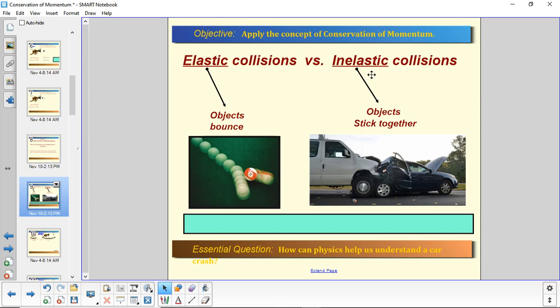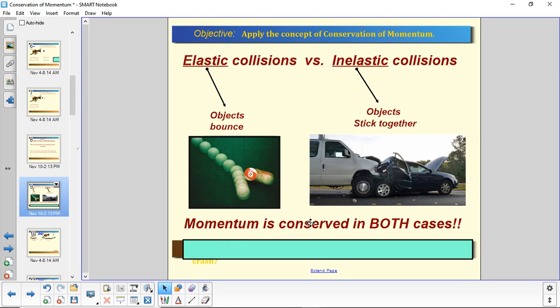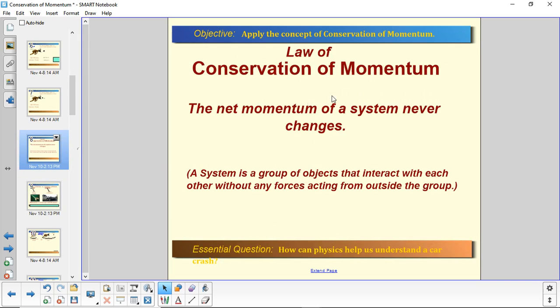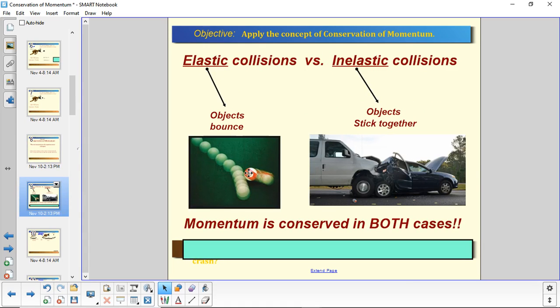And then an inelastic collision is where the objects stick together. So here we have a van which has run into a car and they're stuck together. That's an inelastic collision. Another example would be a ball of putty that you throw at a bowling ball and the ball of putty sticks to the bowling ball and then they roll away together. Now, here's the important thing. Momentum is conserved in both cases. So the law of conservation of momentum is always true. It is an absolute in the way that our universe works. So it doesn't matter if the objects bounce or if they stick together, momentum is conserved through that collision in both cases.